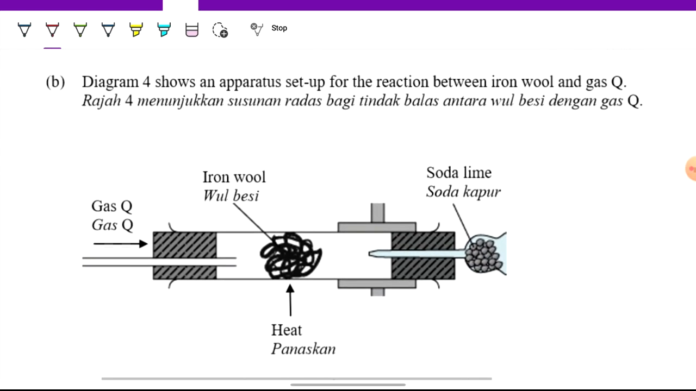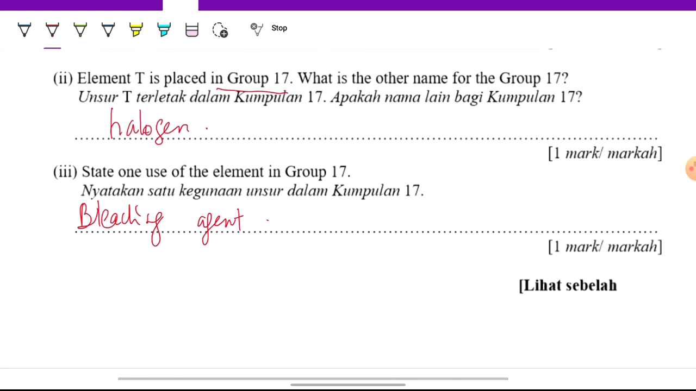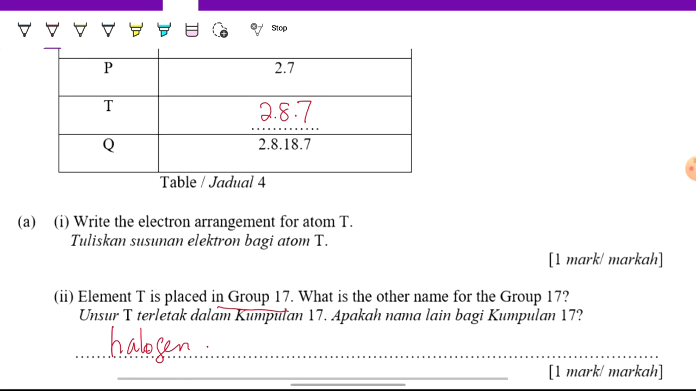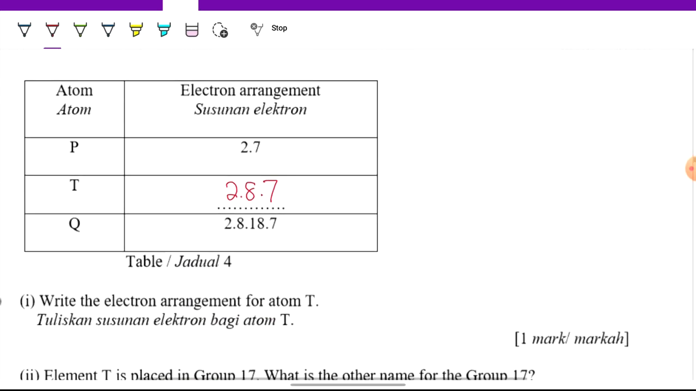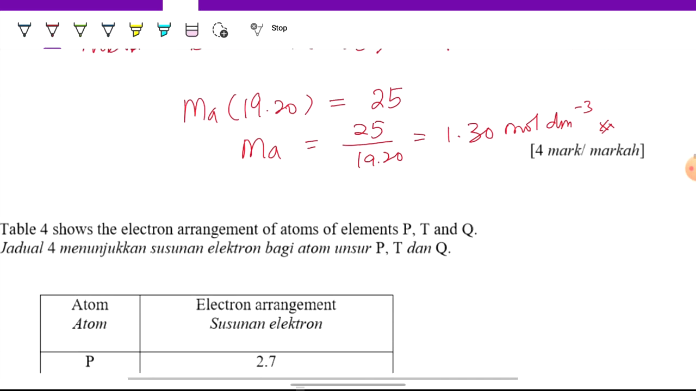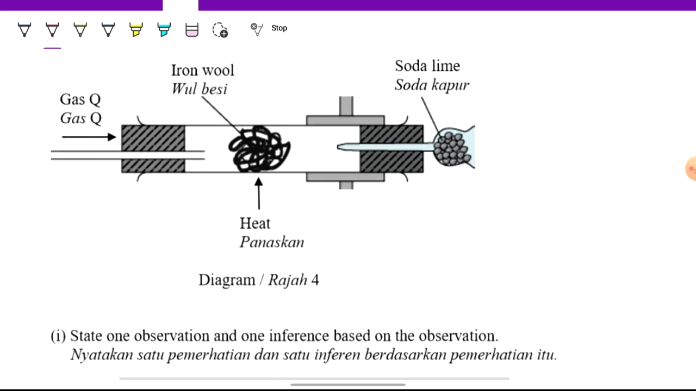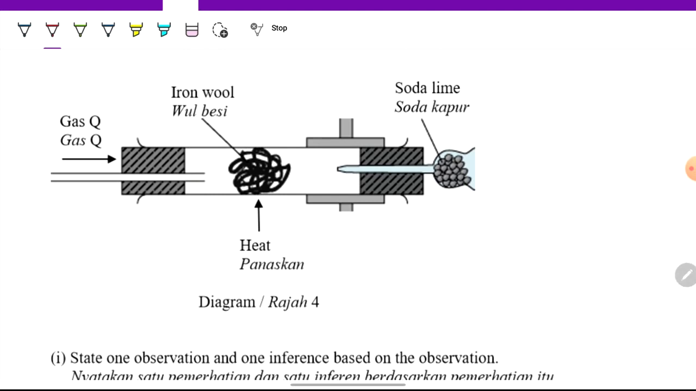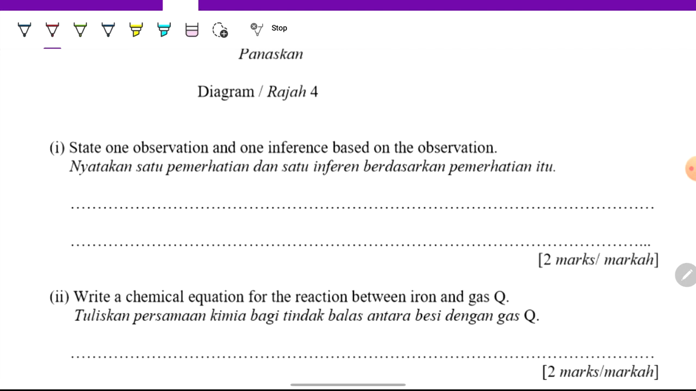Okay, now diagram 4 shows the apparatus for the reaction between the iron and the gas Q. So gas Q here is bromine. Okay, so it reacts with the hot iron wool, and the excess halogen gas reacts with the soda lime here. State 1 observation and 1 inference based on the observation.